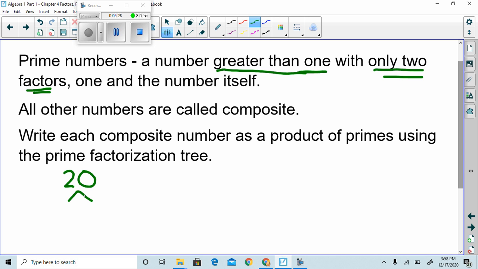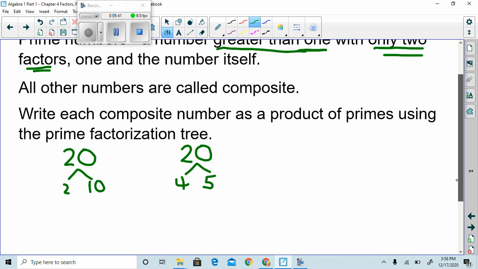Some of you will say 2 times 10, and some of you will say 4 times 5. I'm going to do it side by side to show you that we will get the same end result. Some of you will take 2 times 10 as your first numbers, and others will say 4 times 5. Well, 2 is a prime number, so I circle it, and I'm going to keep breaking this down until I get to all prime numbers. And there's my prime factorization.